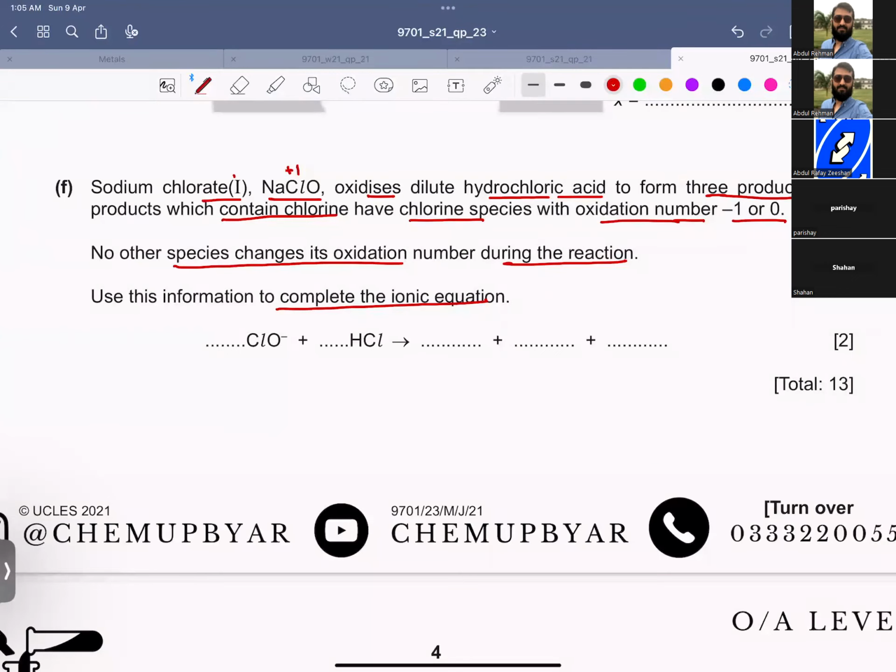So we are getting two kinds of species having chlorine. One has a -1 oxidation number and the other has a 0 oxidation number. If it has a -1 oxidation number, then it must be chloride ion. And if it has a 0 oxidation number, then it must be Cl2. This -1 tells me that chloride ion is formed, and this 0 tells me that chlorine would form. Now, if you look at the reactant side, we are left with hydrogen and oxygen. So it clearly indicates that the third product must be water.